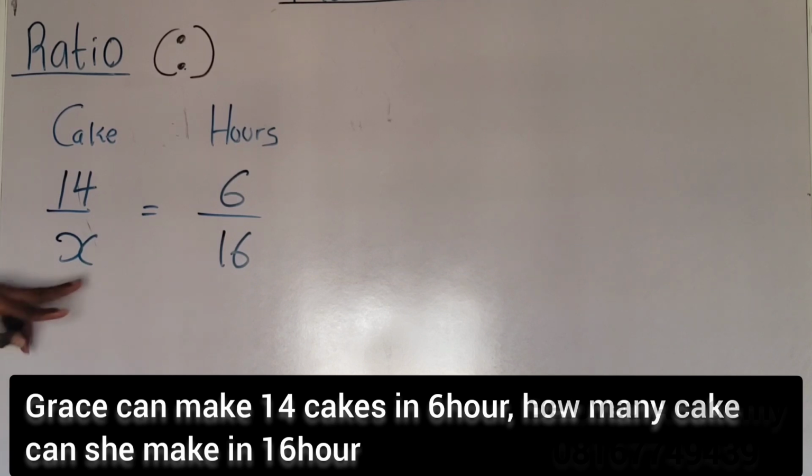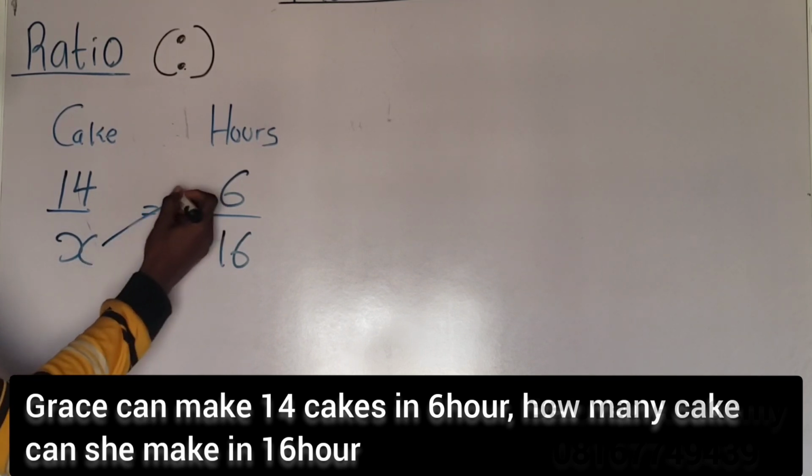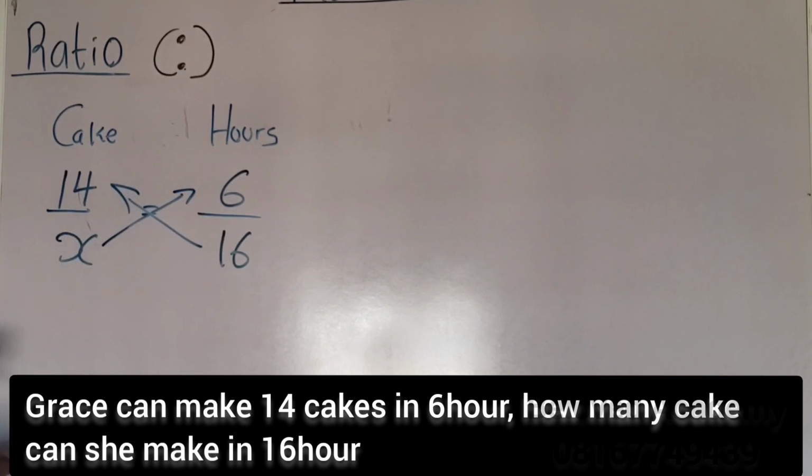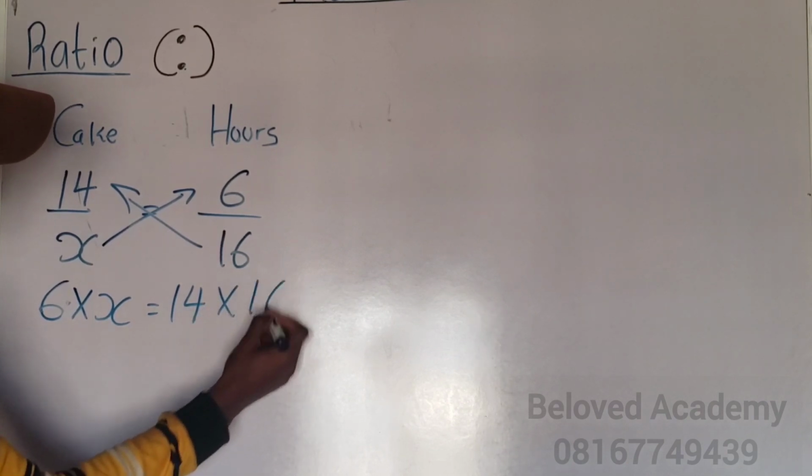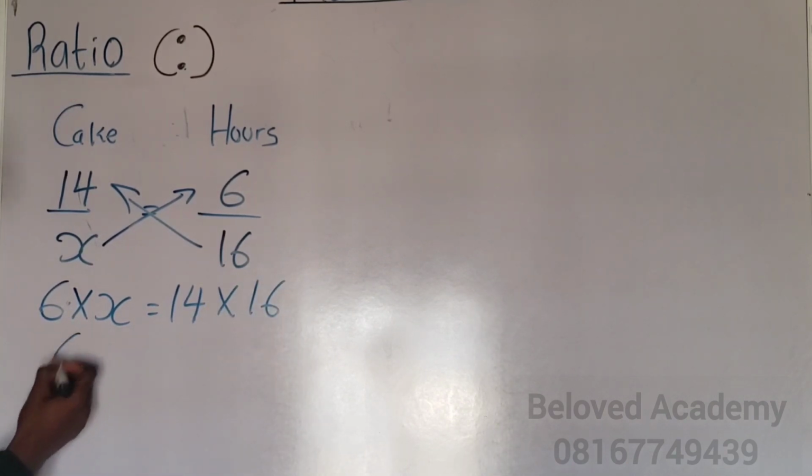The next step is that we need to solve for the value of x. Do you understand? So to solve for the value of x, we have to what? Cross multiply. So this will multiply this. So 6 multiplied by x, that is 6x. Let me just express this. 6 times x is equal to 14 times 16. Do you understand? Okay, 6x is equal to 14 times 16.